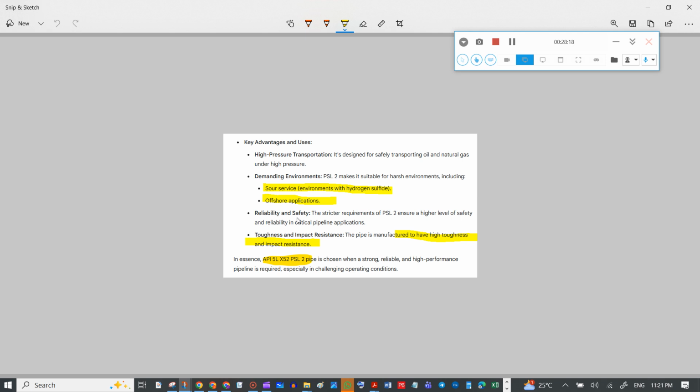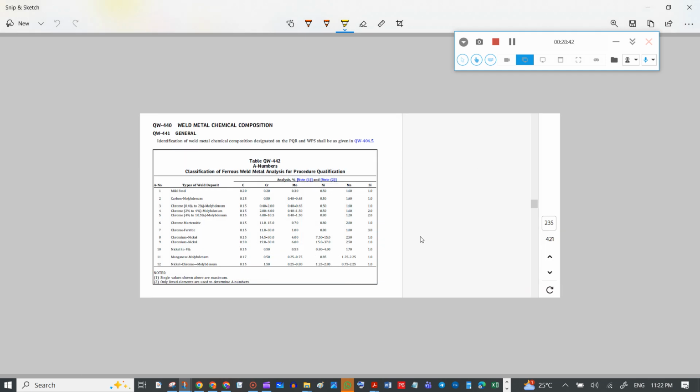Reliability and safety: the stricter requirements of PSL2 ensure a higher level of safety and reliability in critical pipeline applications. Toughness and impact resistance: it is manufactured to have high toughness and impact resistance. So that's why API 5L X52 PSL2 is chosen when a strong, reliable, high performance pipeline is required in challenging operating conditions. That's all for this video. We will continue in the next video.